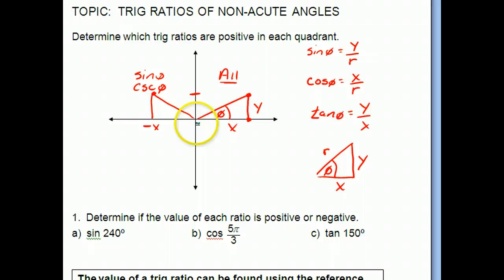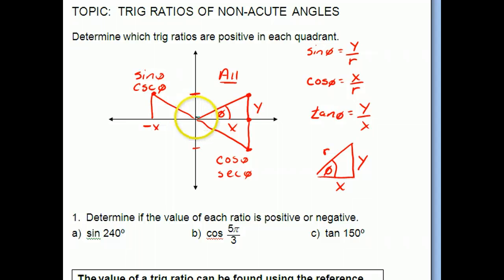Okay, so let's take a look over here. Let's see what I'm going to get. So here my x is still going to be positive and my y is going to be a negative value at this point. So I'm going to get a negative value for sine but a positive value for cos. So cos theta and secant theta are both going to be positive here.